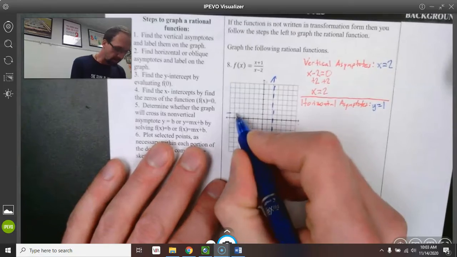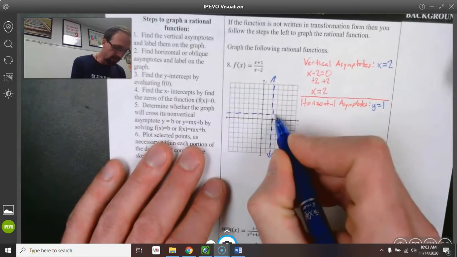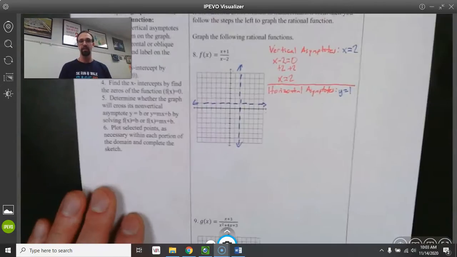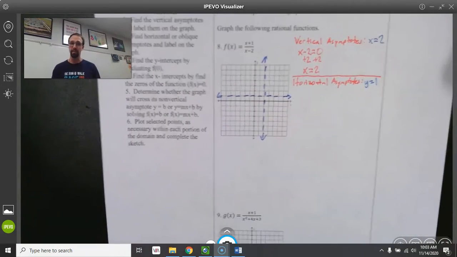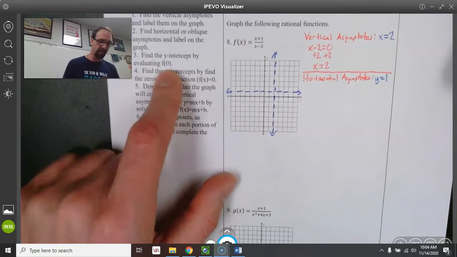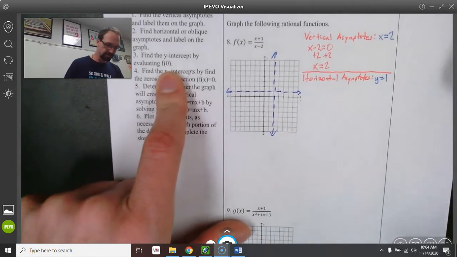Again, doing that in blue on the graph, the horizontal asymptotes are used to construct the graph, but they are not part of the graph. Same with the vertical asymptotes. They're used to construct, but they're not part. Next, find the y-intercept by evaluating f of 0. So we're plugging in 0.